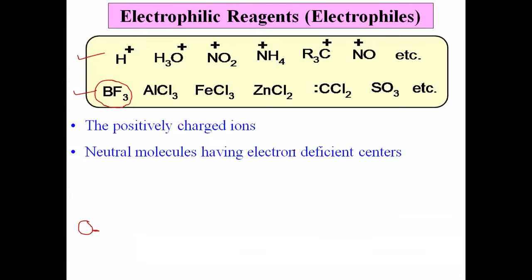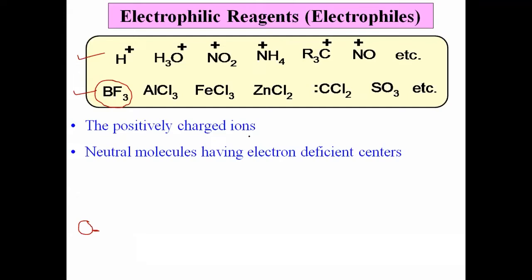Okay, now how will you define that electrophilic reagent? Collectively, how will we define it? Yes, the positively charged ions and neutral molecules having electron deficient centers are called electrophilic reagent or electrophile. Okay, thus positively charged ions and neutral molecules having electron deficient centers are called electrophilic reagent.